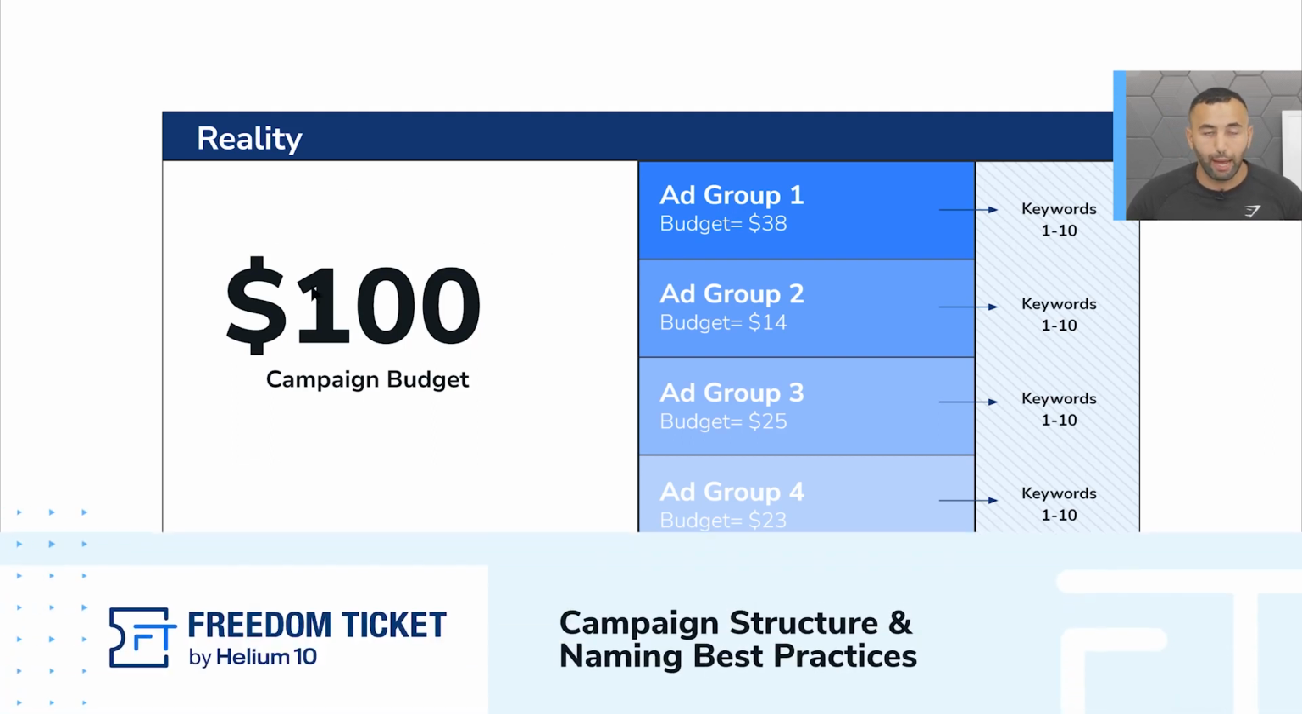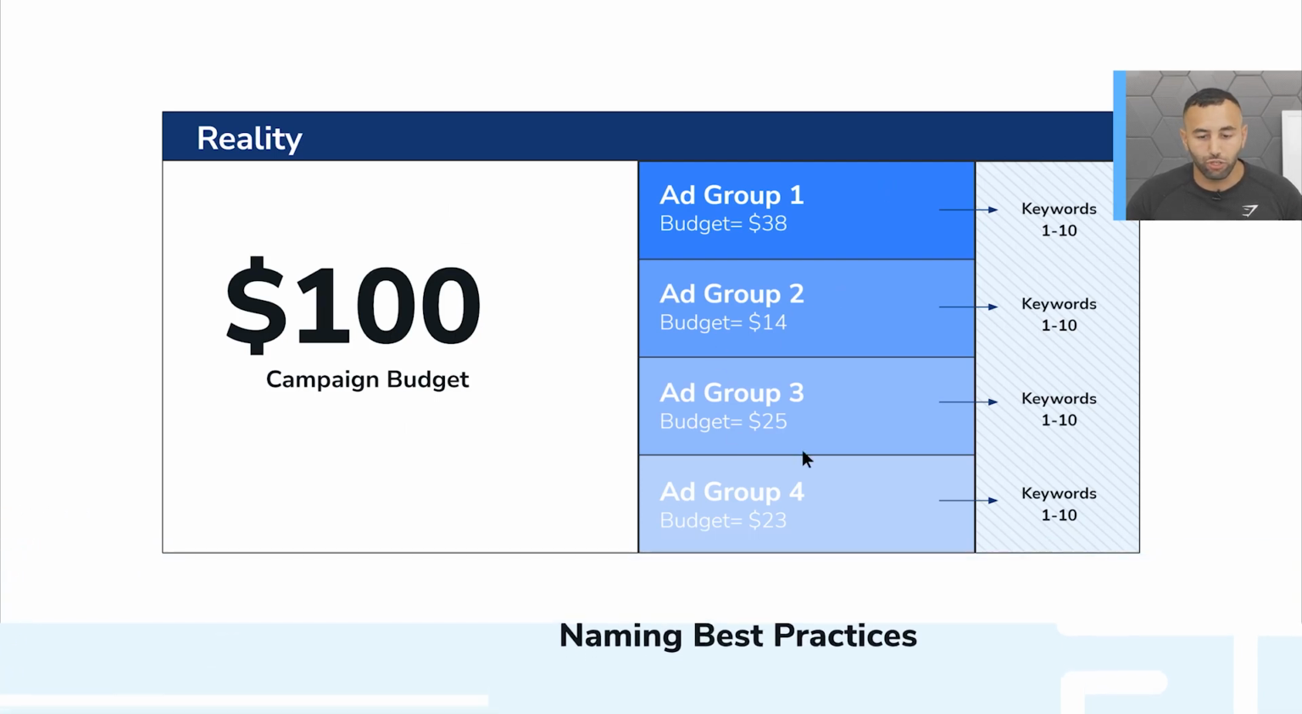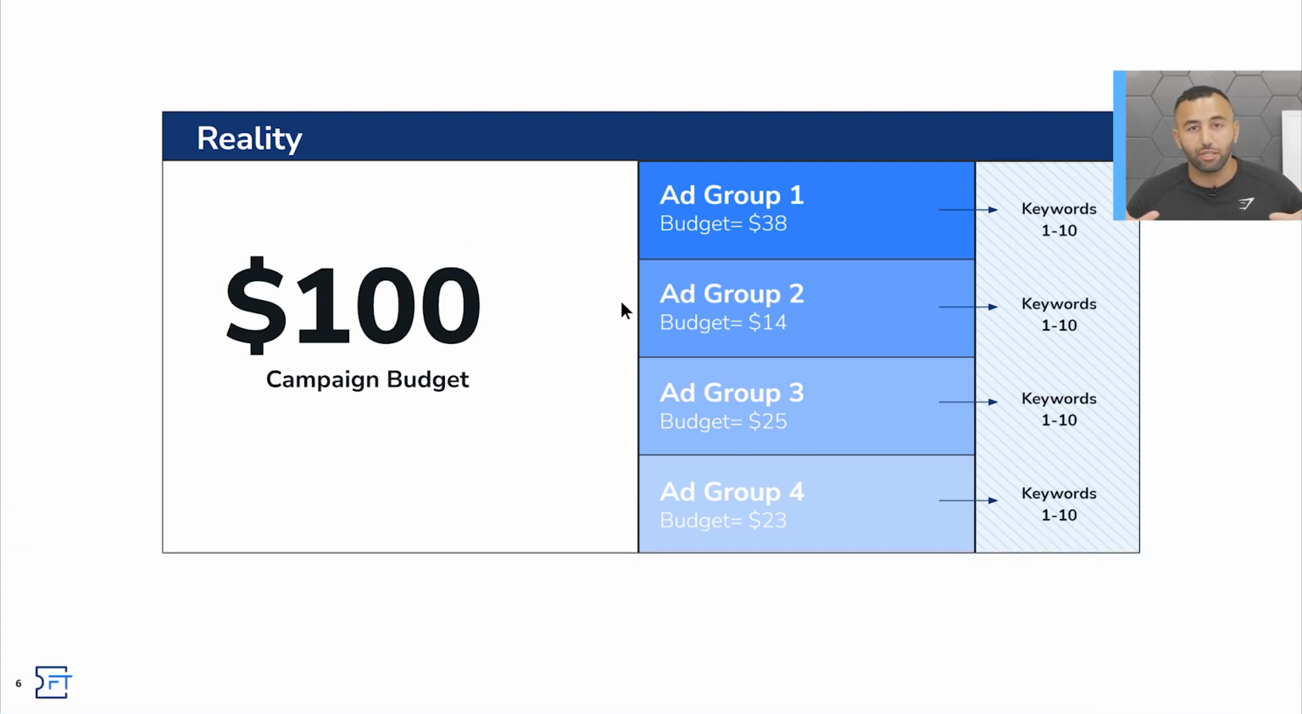If we set a campaign level budget, which is the only place you can set a budget, Amazon is just going to, however it thinks best, send budget to your different ad groups.